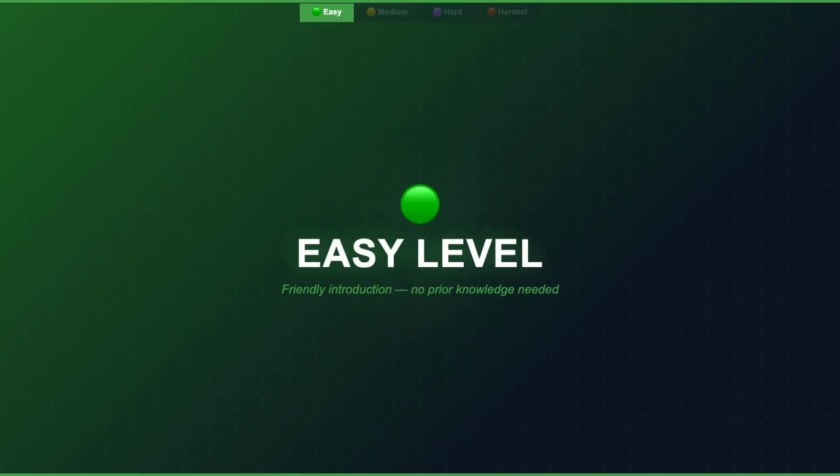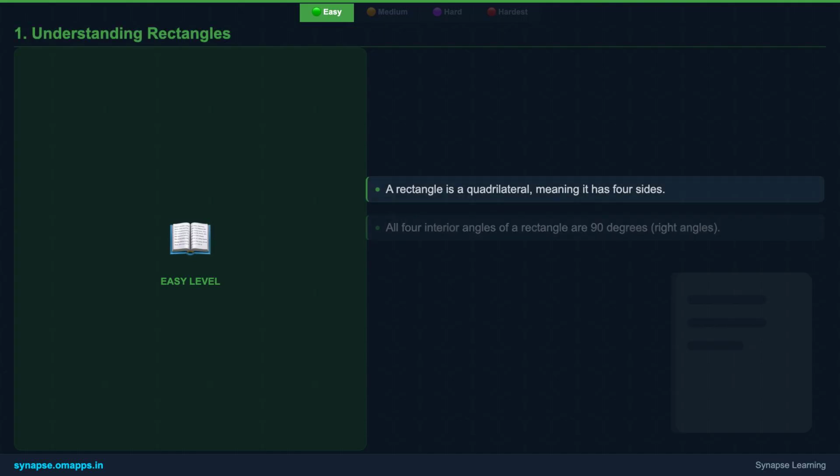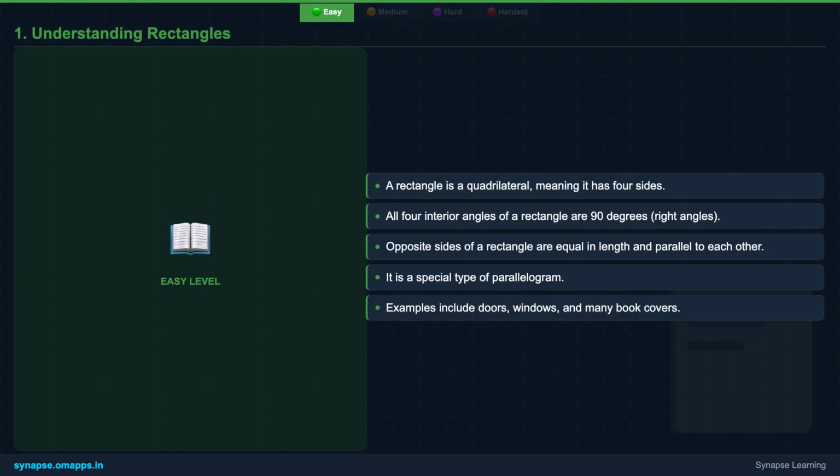Let's start with the basics. What makes a rectangle unique, and what are these special lines called diagonals? Imagine a familiar shape like your smartphone screen or a classroom door. These are rectangles. A rectangle is a four-sided figure, a quadrilateral, where all its interior angles are exactly 90 degrees. This means its corners are perfectly square. An important characteristic is that opposite sides are equal in length and run parallel to each other. This foundational understanding is key to unlocking its deeper secrets.